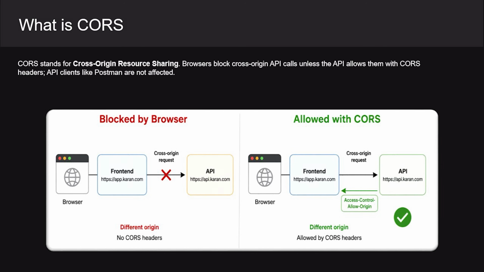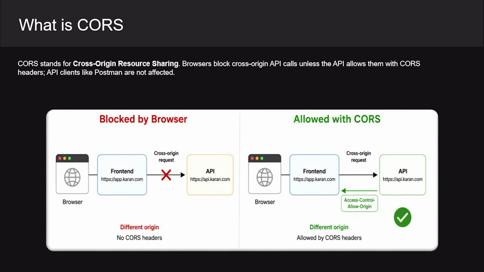Now, CORS means cross-origin resource sharing. It is a browser security feature. By default, the browser blocks JavaScript from making requests to a different origin than the page it's running on. An origin is the combination of protocol, domain, and port. Look at the example. A front end on localhost:3000 and an API on localhost:8000 are different origins, different ports.